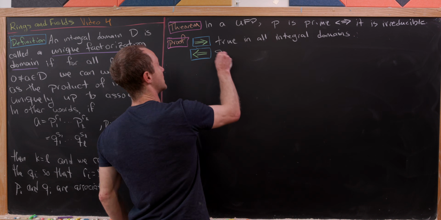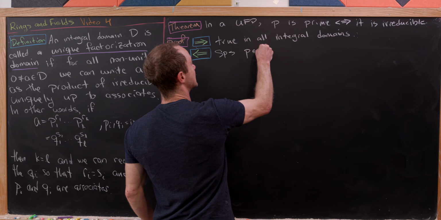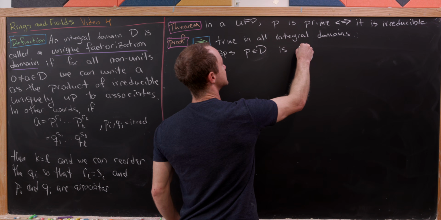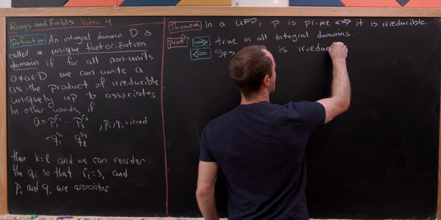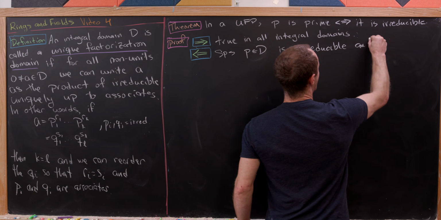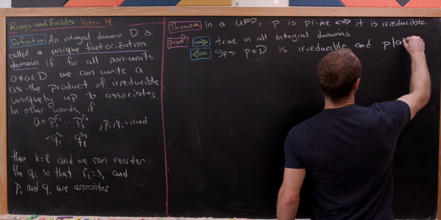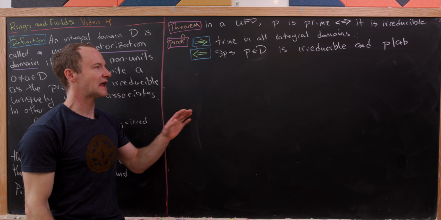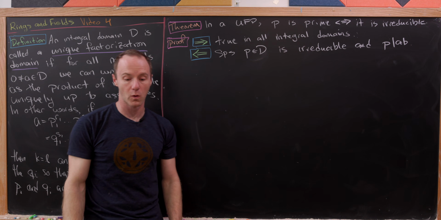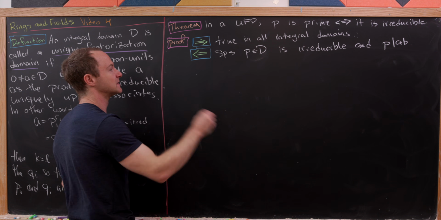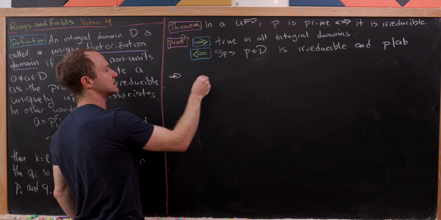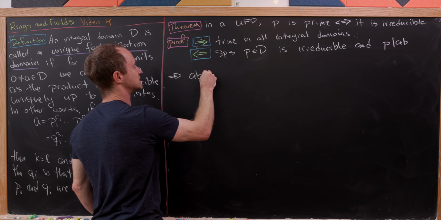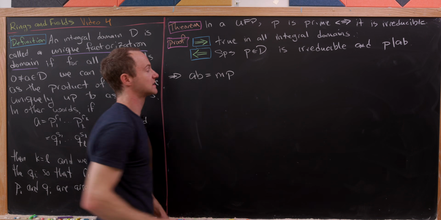So let's suppose that P in D, I didn't give our UFD a name, let's say it's D, is irreducible, and we have P divides A times B. So that's the setup for showing that it's prime. Now we'd like to show that P divides A or P divides B. But let's use this. Let's use the fact that we can write A times B as M times P.